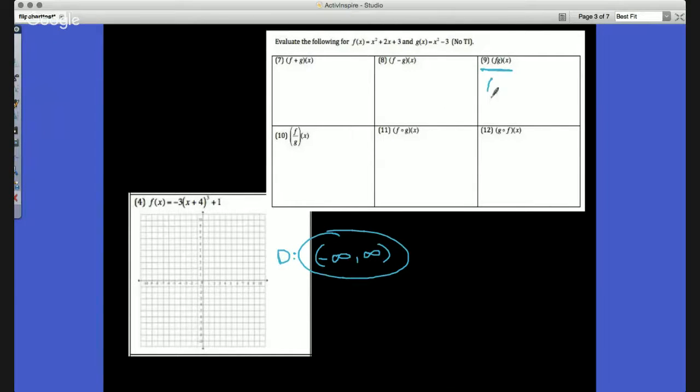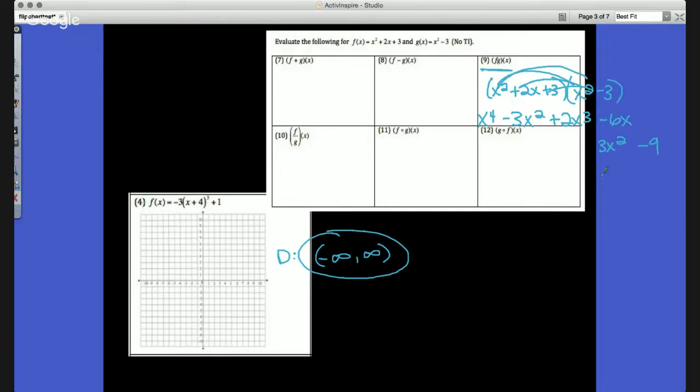f times g is one where we have x squared plus 2x plus 3 multiplied by x squared minus 3 here. Again, very similarly, don't just multiply the first and the last ones. You've got to distribute. x squared times x squared is x to the 4th. x squared times negative 3 is negative 3x squared. Now we go to 2x. 2x times x squared is 2x cubed. 2x times negative 3 is negative 6x. 3 times x squared is 3x squared. And 3 times negative 3 is negative 9.